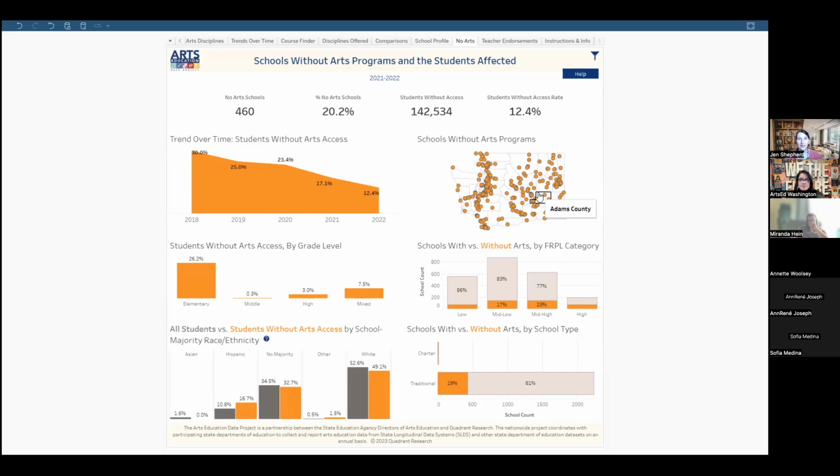Here's that map we looked at of where those schools are. Some of these should look really familiar. I've been showing these examples to you throughout our session today. So here's some of those big numbers at the top where we just give you that key information right away, and then you can dig in a little bit further.